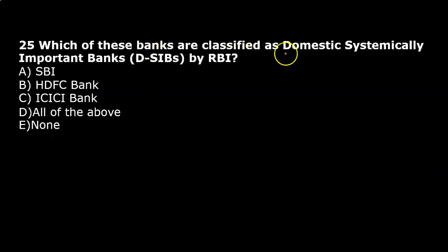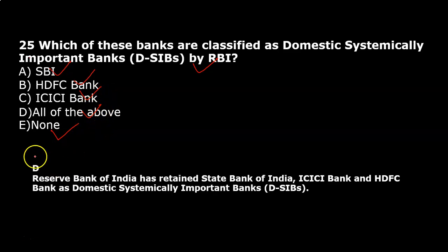Which of these banks are classified as domestic systemically important banks by the RBI? Your options are SBI, HDFC, ICICI, all of the above, or none of the above. So friends, in my previous question, I have already given the answer for this, so you are able to solve it. That is B. The Reserve Bank of India has retained State Bank of India, ICICI Bank, and HDFC Bank as D-SIBs.